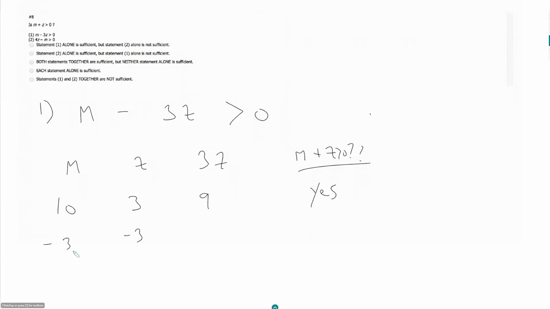Then I'll have negative 3 minus 3 times negative 3, which is plus. So 3z here would be negative 9. So I have negative 3 minus negative 9, which is positive 6. So that would work. Is m plus z greater than 0? Well, no, I would have negative 3 plus negative 3, and that would be negative 6. So this is insufficient.